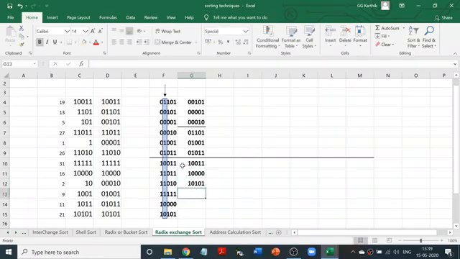Now all the ones. The first one is here: 1, 1, 0, 1, 1. The second one is here: 1, 1, 0, 1, 0. The third one is here: 1, 1, 1, 1, 1. So we are done with the second step. We have to just keep doing the same thing. I will again draw a line, all the ones on top.